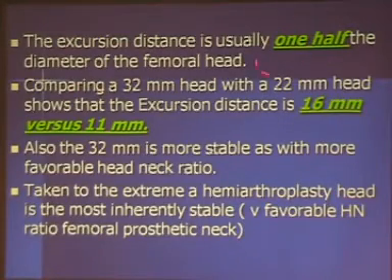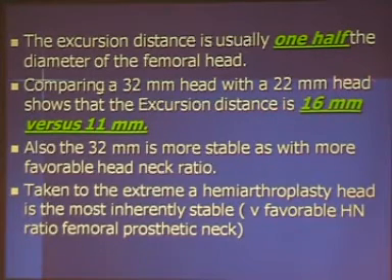Again, the excursion distance is dictated by the diameter of the femoral head. And again, if you are comparing a 32 millimeter head to a 22 millimeter head, obviously it will be half, as I said before, so it's 16 more than 11. So that's why we would consider the larger head more stable, and that's the essence behind the large head in arthroplasty nowadays.